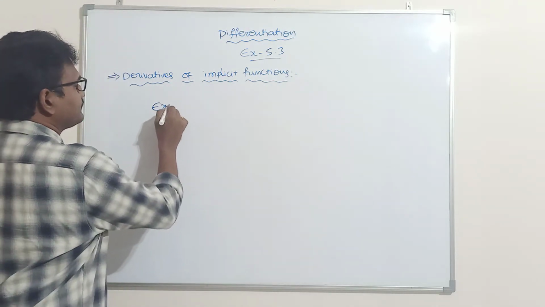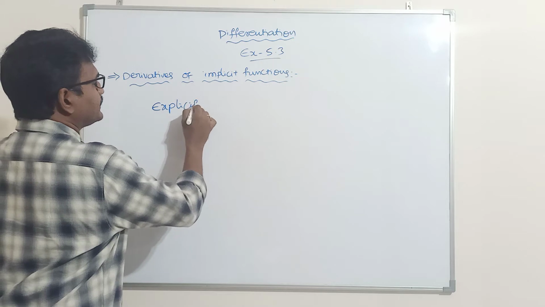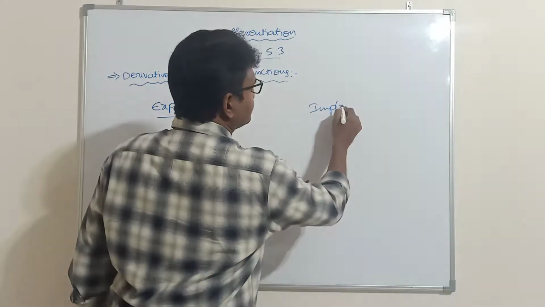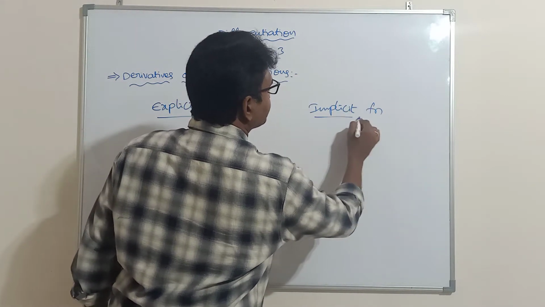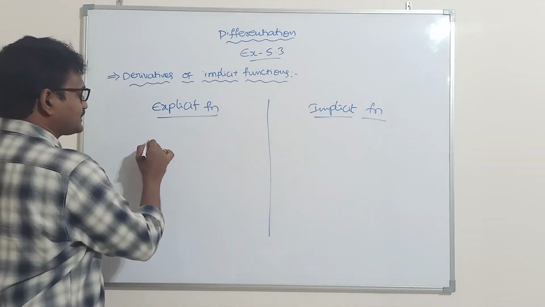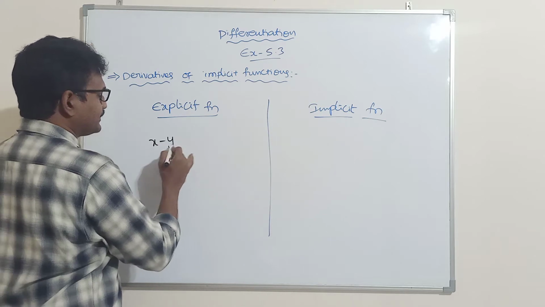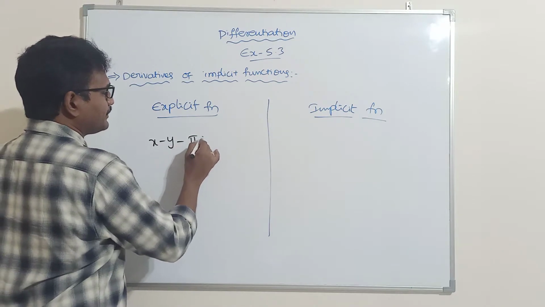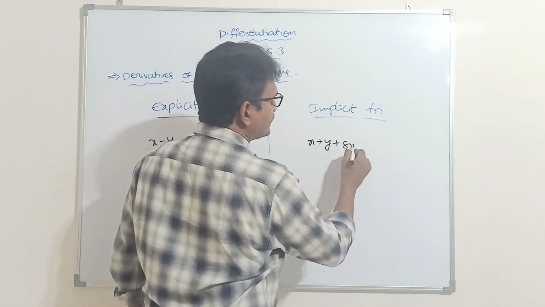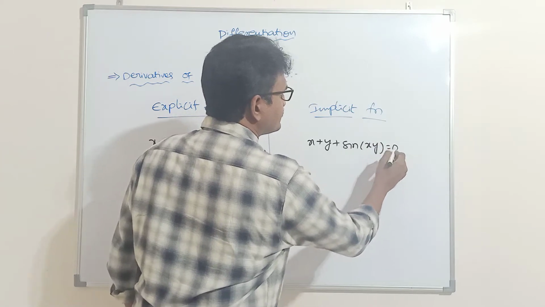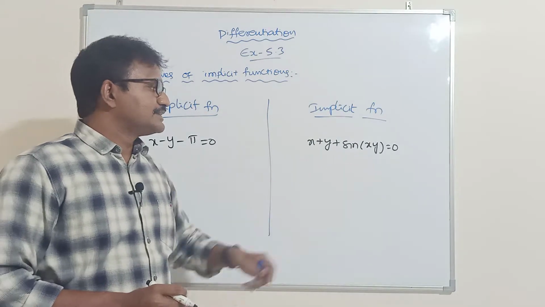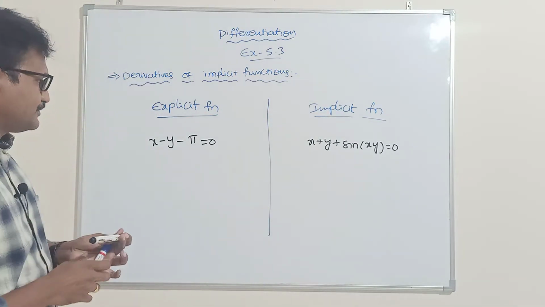So explicit function and implicit function. What is the difference between the two? Now I am giving examples for this. Here I am taking two equations. One is x minus y minus pi is equal to 0. The second one is x plus y plus sine of xy is equal to 0.